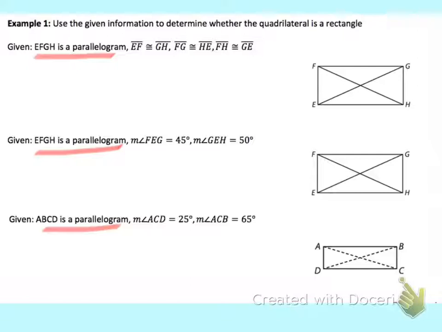So I'm going to mark all this stuff on the drawing. It says that EF, so here's EF, is equal to GH. It tells me that FG is equal to HE.